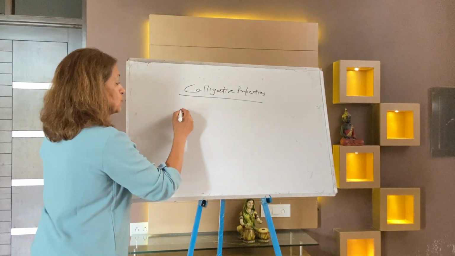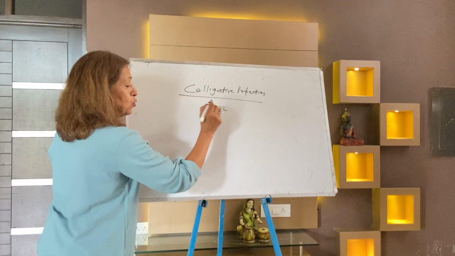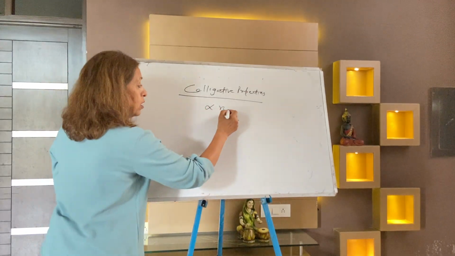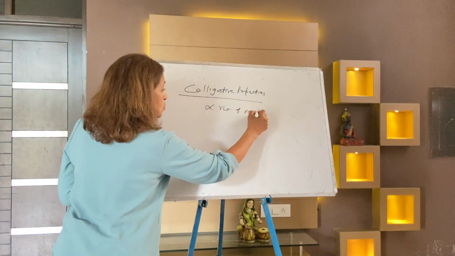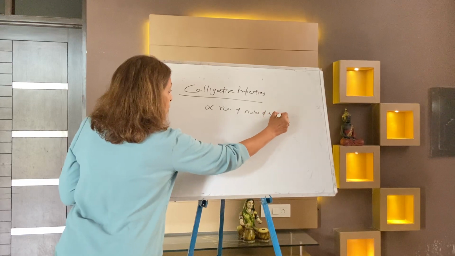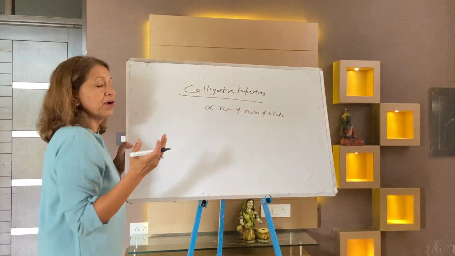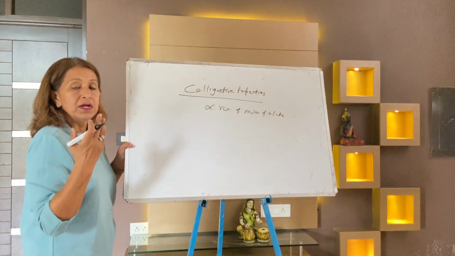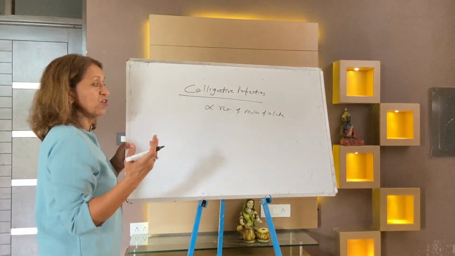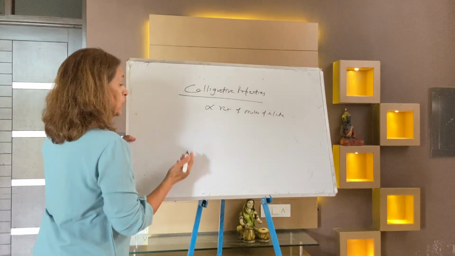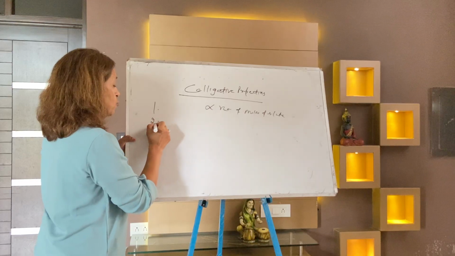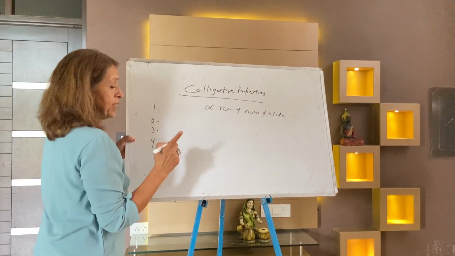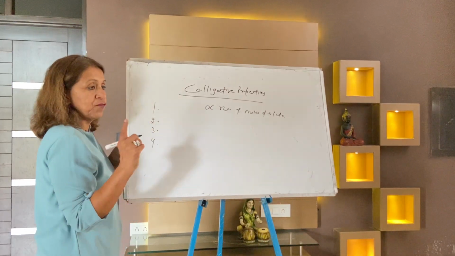Colligative properties are those which depend upon the number of moles of solute, just n. They are called colligative properties. They never depend upon the nature of the solute. They depend only on the number of moles of the solute. There are 4 colligative properties. Out of these, one property is used to determine the molecular mass of polymer.